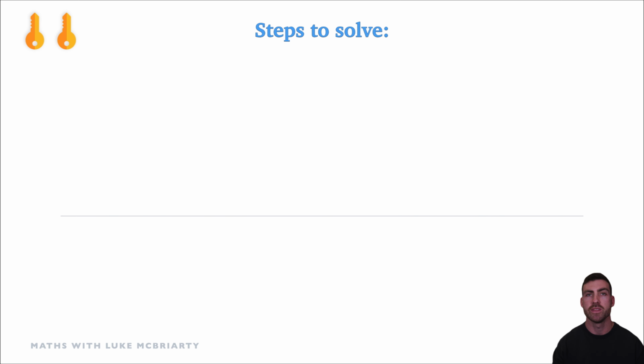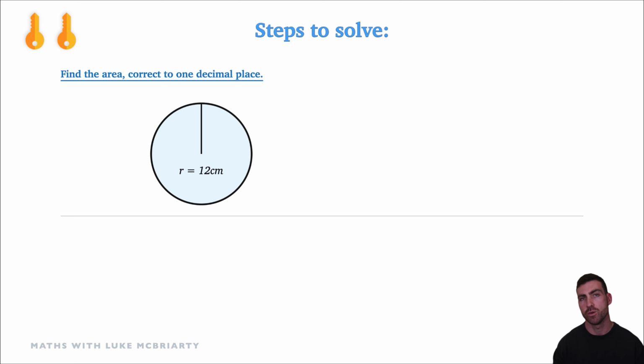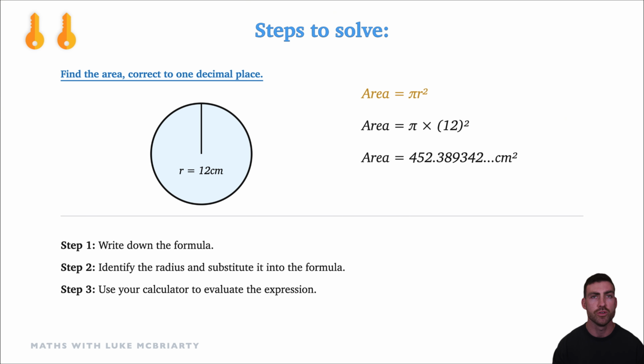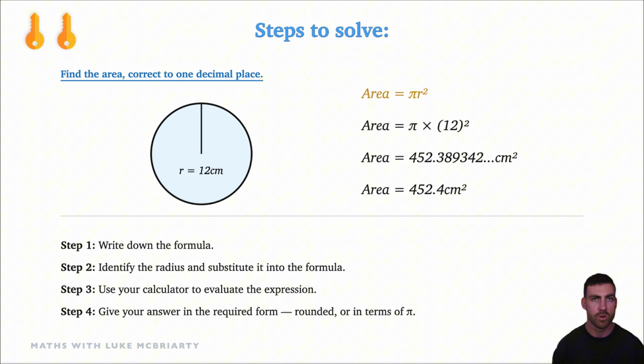Whenever you're asked to find the area of a circle, follow these 4 steps. Step 1, write down the formula. Step 2, identify the radius and substitute it into the formula. Step 3, use your calculator to evaluate the expression. Step 4, give your answer in the required form, either rounded to the requested number of decimal places or leave it in terms of pi if instructed.